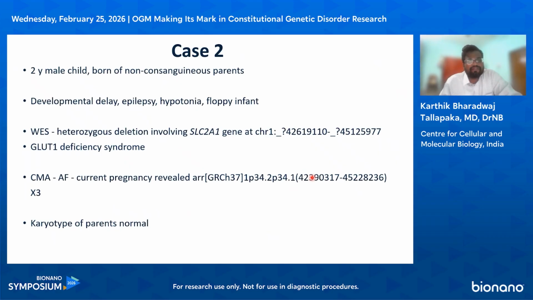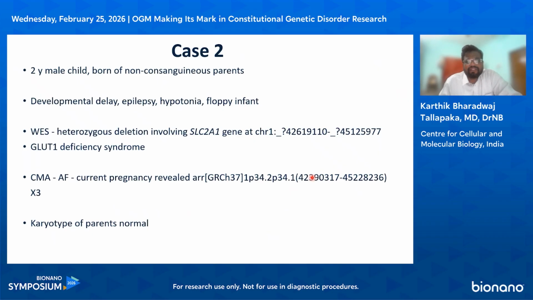In another case, with developmental delay, epilepsy and hypotonia, and floppiness in infant, whole exome sequencing identified a deletion involving SLC2A1 gene, which results in GLUT1 deficiency syndrome. And then prenatal testing was done in the next pregnancy of the couple, where chromosomal microarray actually identified duplication of the same region. And then karyotypes of the parents was normal.